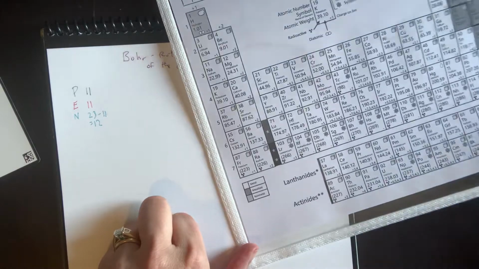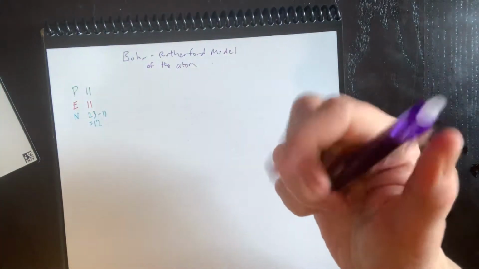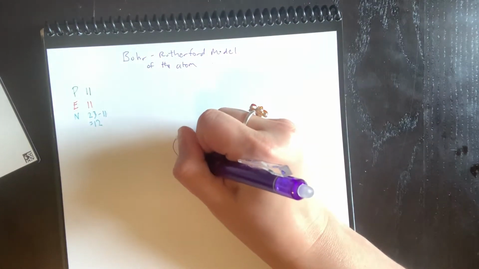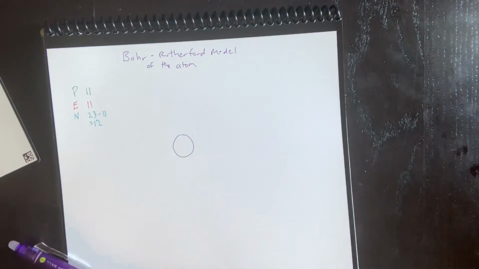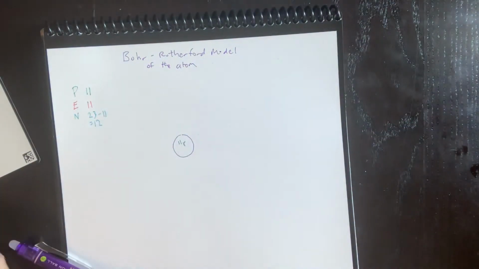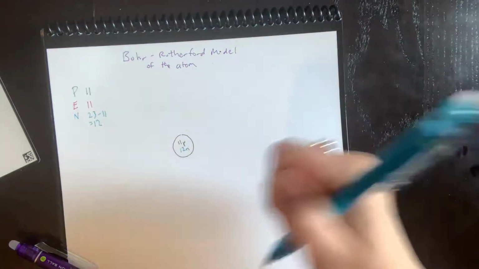All right, so the Bohr-Rutherford model of the atom is created by putting your nucleus stuff in the center. So all you have to do is put the P's, 11P, and 12N inside.